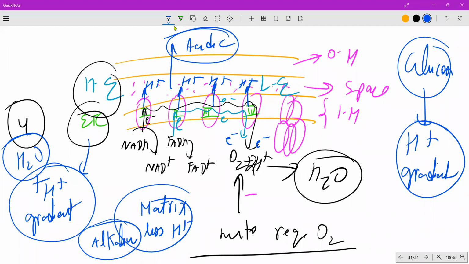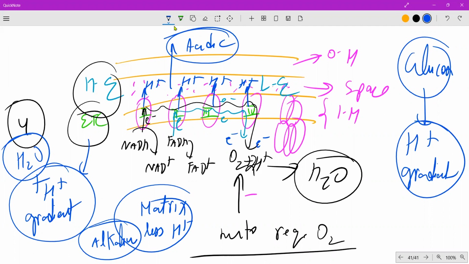Okay? And these protons which are present in the intermembrane space, they have high potential energy. The tank of water over your house, the water present over there has high potential energy. Similarly, these protons have high potential energy. So there's a proton motive force which is built up.